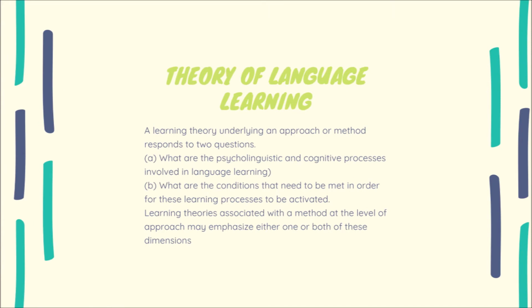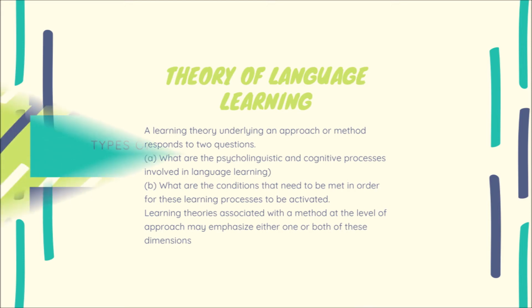Learning theory underlying an approach or method responds to two questions. What are the psycholinguistic and cognitive processes involved in language learning? What are the conditions that need to be met in order for these learning processes to be activated? Learning theories associated with a method at the level of approach may emphasize either one or both of these dimensions.